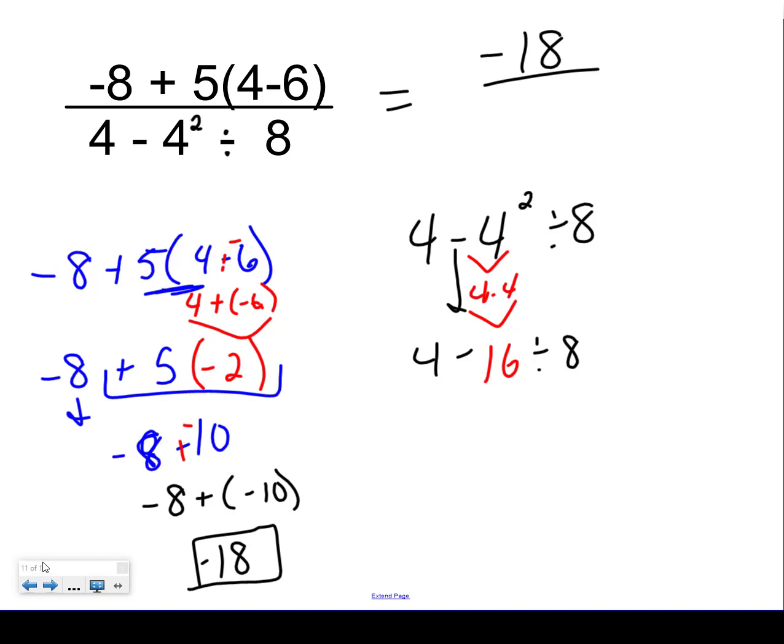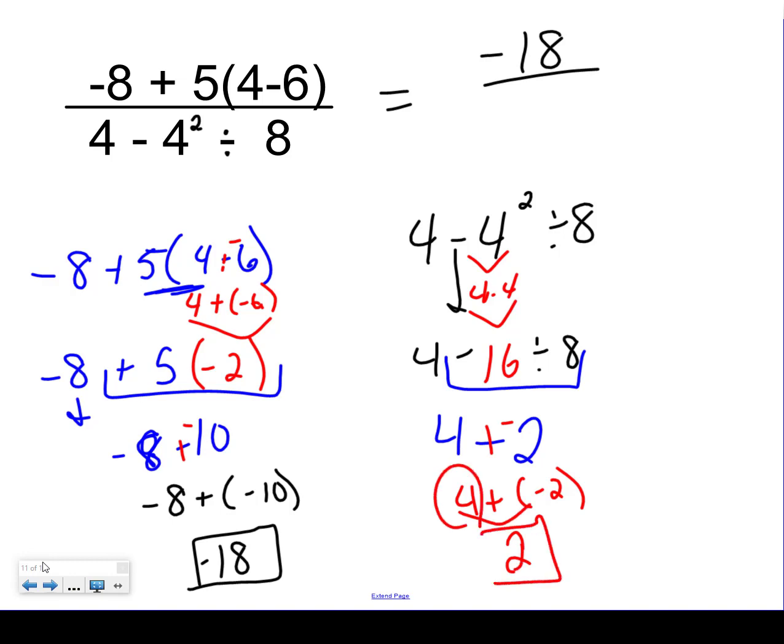So there are no parentheses. The exponents are taken care of. Now we're multiplying and dividing from left to right, and I find this. So a negative 16 divided by 8. Well, the signs are different, so the answer is negative. And 16 divided by 8 is 2. Bring down the 4 that I haven't used. This is a subtraction sign that needs to be changed to addition. So I have 4 plus a negative 2. Signs are different. Subtract and take the sign of the bigger number. And so a positive 2 is my denominator.